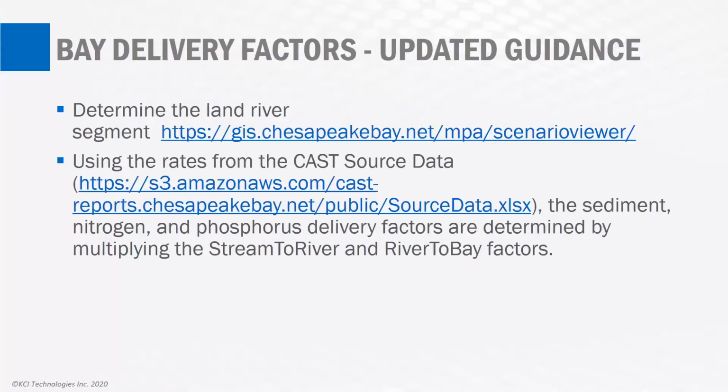And just to calculate the delivery factors, you would identify what land river segment the project is located within, download the CAST source data to determine the stream to river and river to bay factors that are specific to the land river segment. And then you would multiply the 2 factors together to result in each individual delivery factor. And the guidance for calculating the delivery factors is included as an appendix to the protocol guidance.